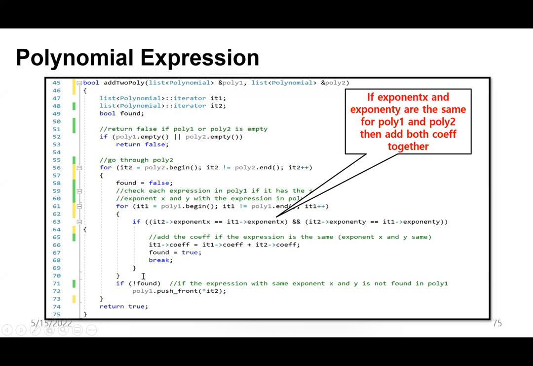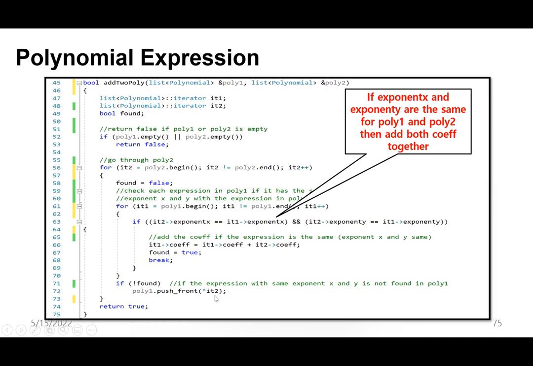Okay, but if I cannot find it, let's say in my poly 2, I have one expression 3xy2, but poly 1 doesn't have it. Or let's say in poly 1 I have this expression 3xy2, but poly 2 doesn't have it. Then I have to insert this in poly 1 as well. Okay, so that's why you have this part here.